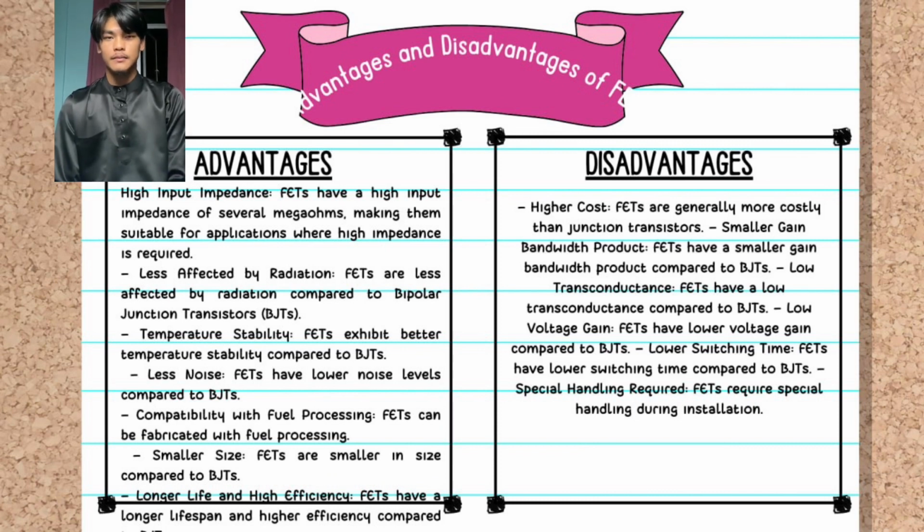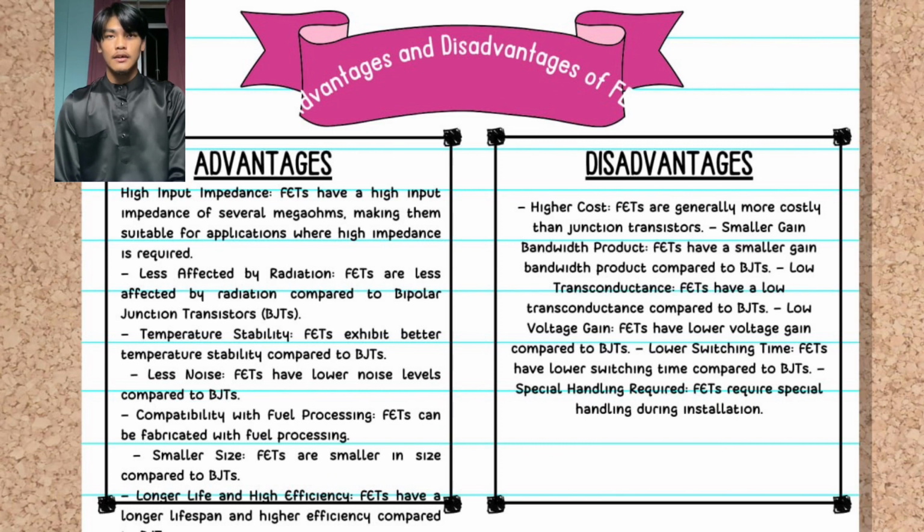Okay, now let's talk about the disadvantages of FET. The first disadvantage of FET is higher cost. FETs are generally more costly than junction transistors. The second disadvantage of FET is a smaller gain bandwidth product. FETs have a smaller gain bandwidth product compared to bipolar junction transistors. The third disadvantage of FET is low transconductance. FETs have a low transconductance compared to bipolar junction transistors.